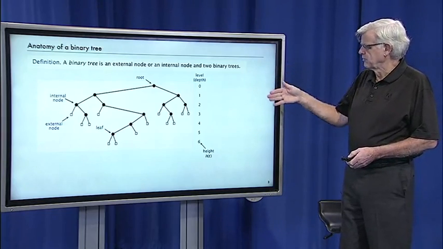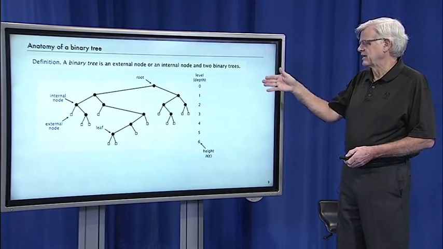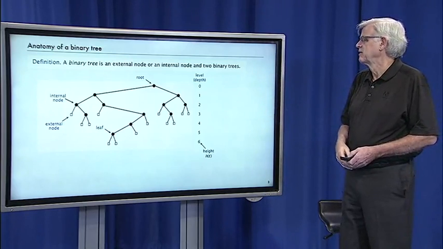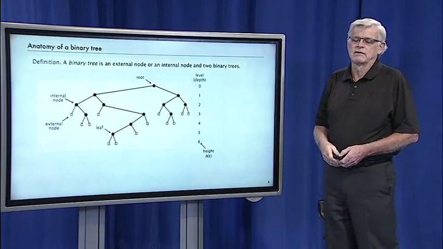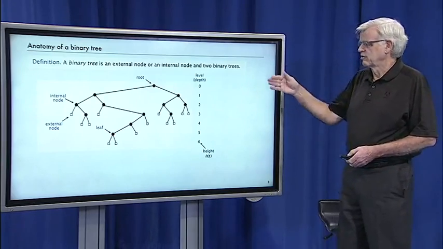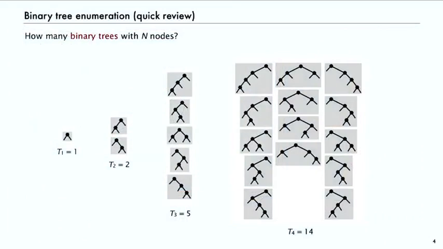Now we refer to the level or the depth of a node in the tree, starting with the root at depth 0, the children of the root at depth 1, and so on. And the deepest node in the tree, that's what we call the height of the tree. And we'll look at other parameters of trees later on.